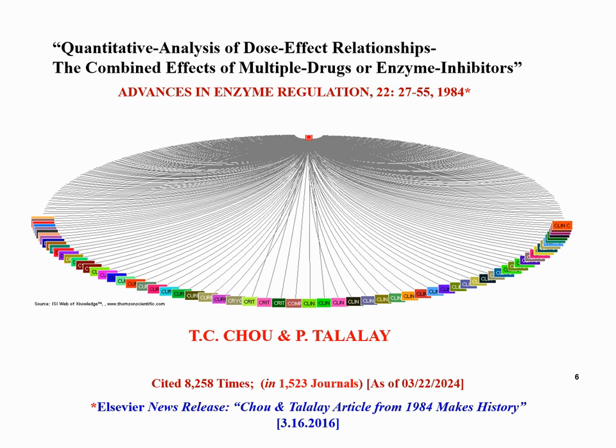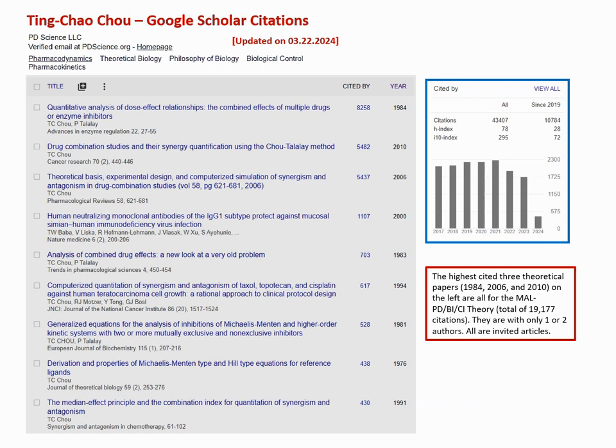A symposium article in 1984, published in a small journal, now received 8,200 citations, including a record number of 1,520 journals. Based on the Google Scholar citation, the top 3 major articles of MAL theory application have received a total of 19,000 citations internationally.